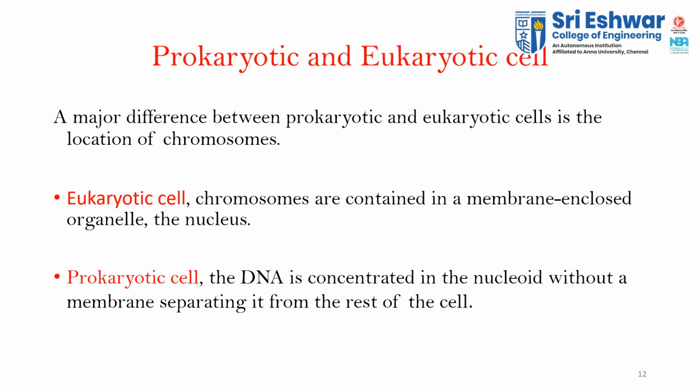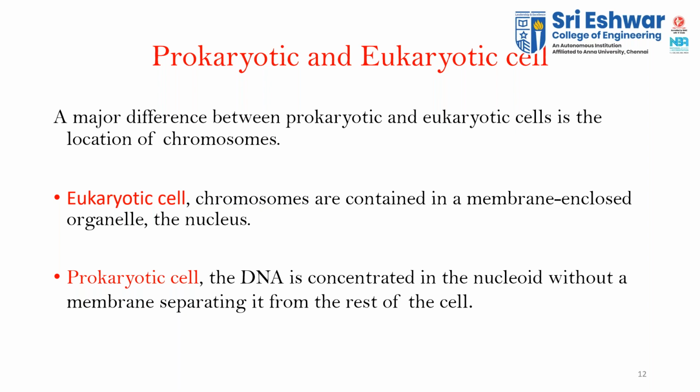So what is prokaryote? The major difference between those two is the location of chromosomes. In a eukaryotic cell, chromosomes are contained in a membrane-enclosed organelle, the nucleus. In prokaryote, the DNA is concentrated in the nucleoid without a membrane separating it from the rest of the cell. So chromosomes matter between your eukaryote and prokaryote.